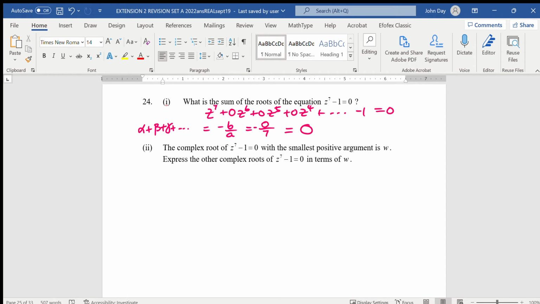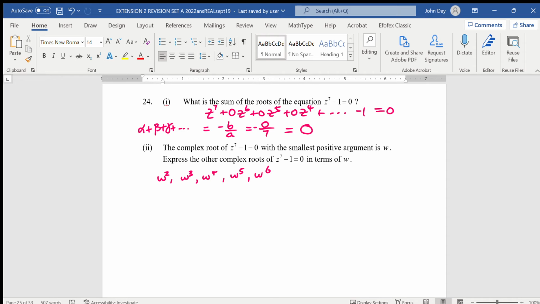Now, the complex root of z^7 minus 1 with the smallest positive argument is w. Express the other complex roots of z^7 minus 1 equals 0 in terms of w. All right, so the answer is that they're w squared, w cubed, w^4, w^5, w^6. That's the other complex roots.